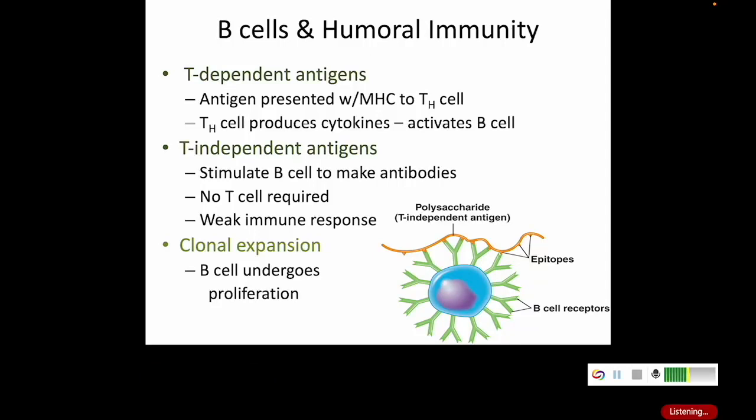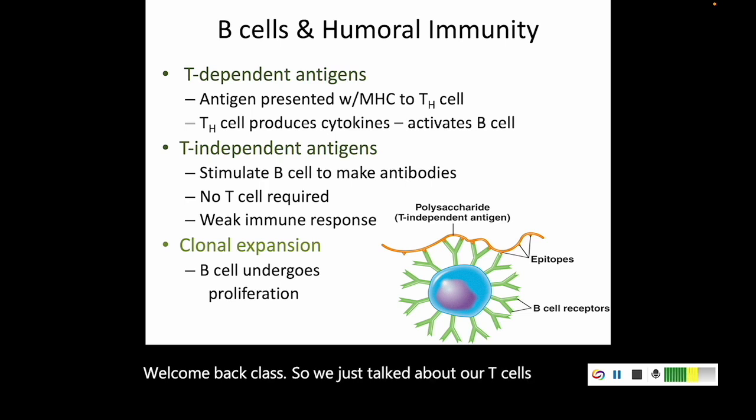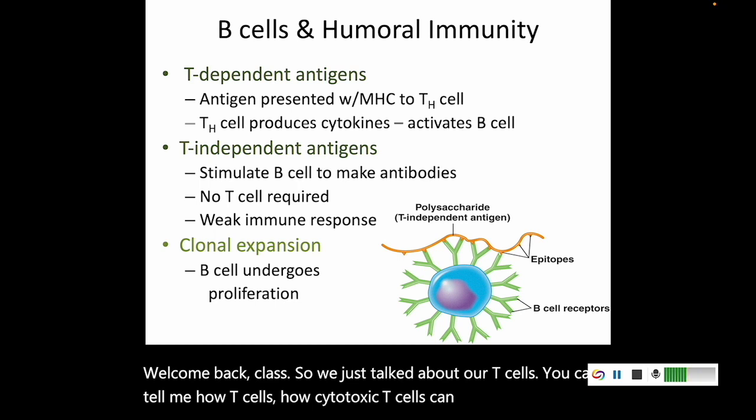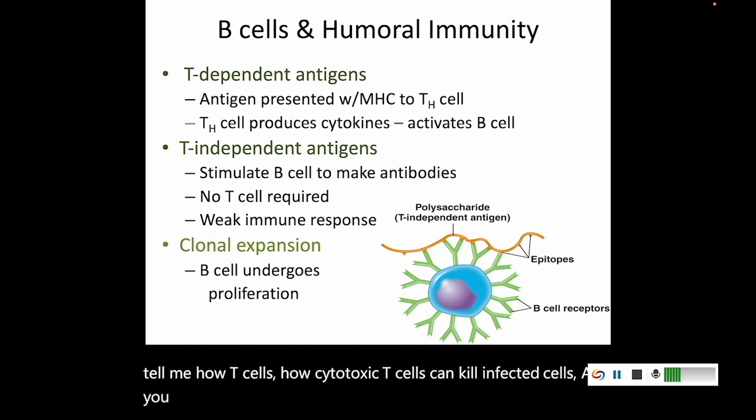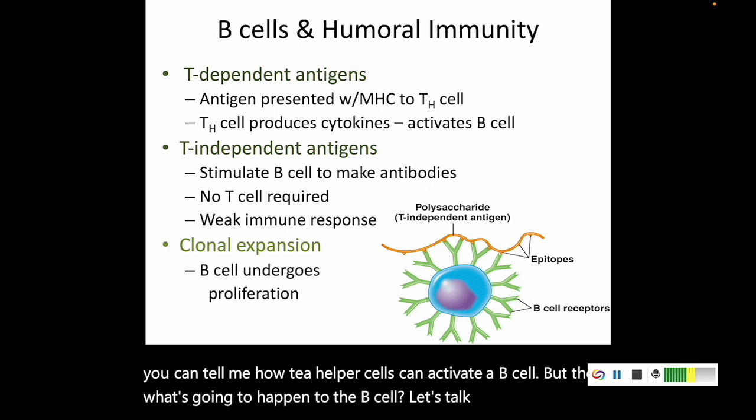Welcome back, class. So we just talked about our T cells. You can tell me how cytotoxic T cells can kill infected cells, and you can tell me how T helper cells can activate a B cell. But then what's going to happen to the B cell? Let's talk about what the B cells are doing.